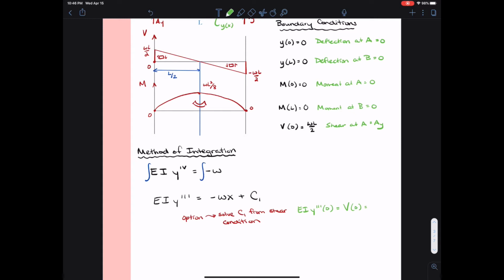So that's going to equal the shear at 0, which we said in our boundary conditions was omega L over 2. Alright, so if I plug in everything, I have negative omega times 0 plus C1 equals omega L over 2. So now we see that C1, our first constant of integration, has to be a positive omega L over 2. So I can rewrite my equation. EIY triple prime is equal to negative omega x plus omega L over 2.